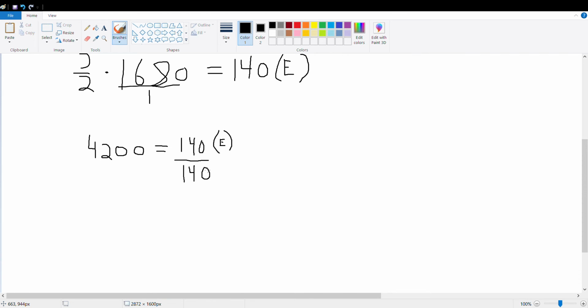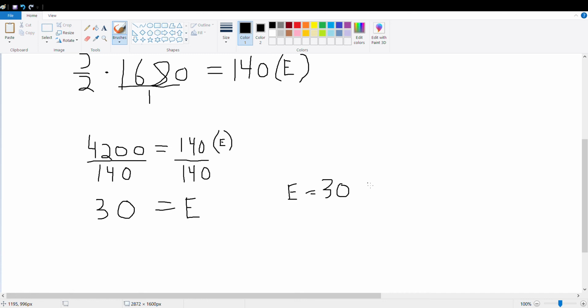by 140. But we remember if we divide anything on this side by 140, we have to divide on the other side of the equal sign by 140. So 140 over 140 would equal 1. 1 times E is just E. So E equals, we do our division here, 4,200 divided by 140 is 30. So we end up with E equals 30.